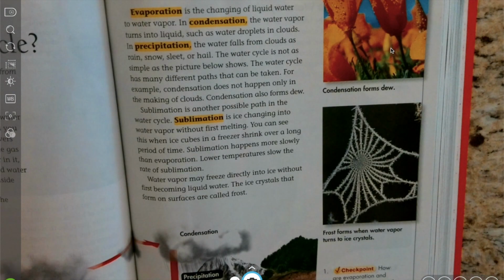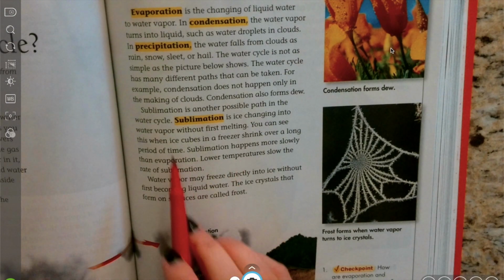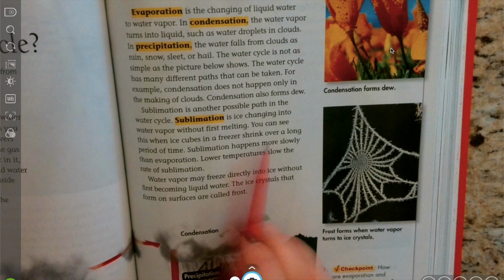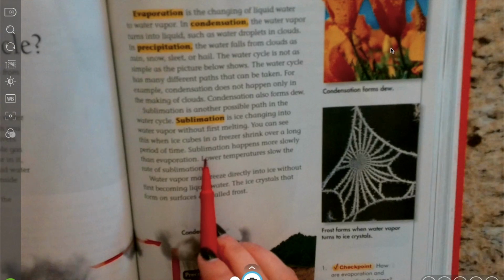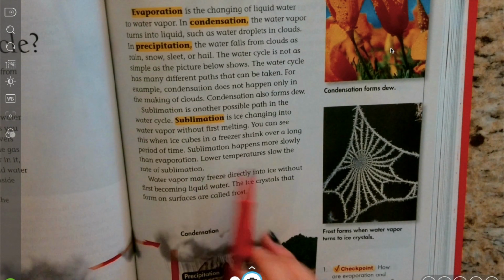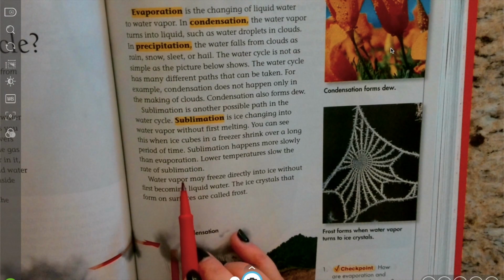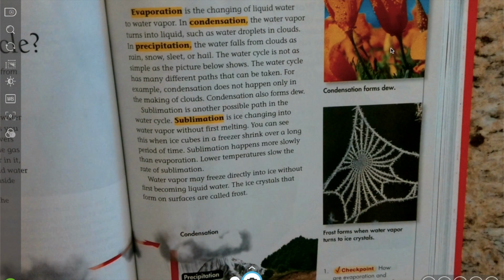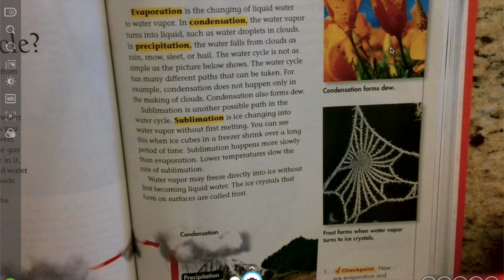So then as we go on, you can see this when ice cubes in a freezer shrink over a long period of time. Sublimation happens more slowly than evaporation. Lower temperatures slow the rate of sublimation. Water vapor may freeze directly into ice without first becoming liquid water. The ice crystals that form on surfaces are called frost. And that's something you're probably seeing right now.